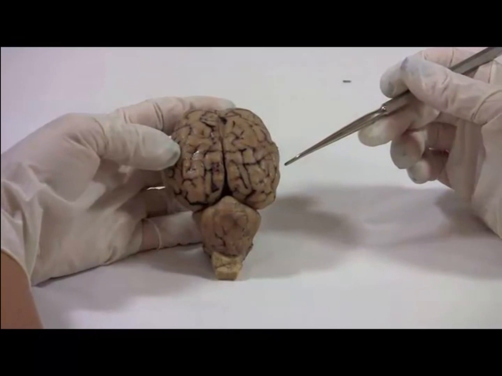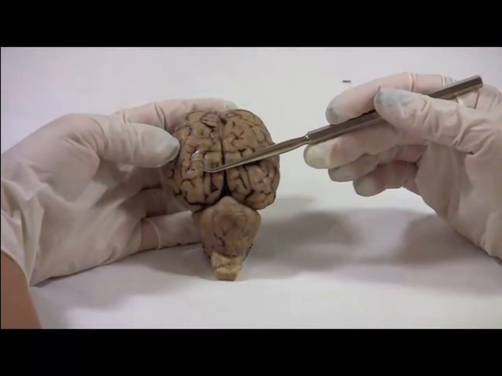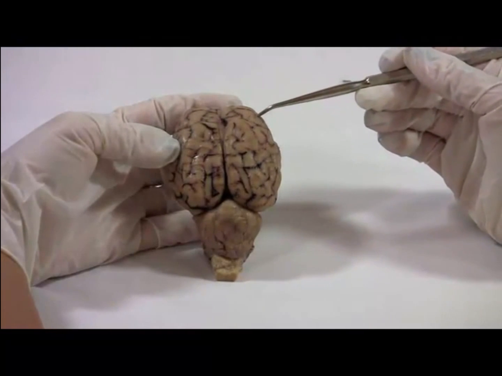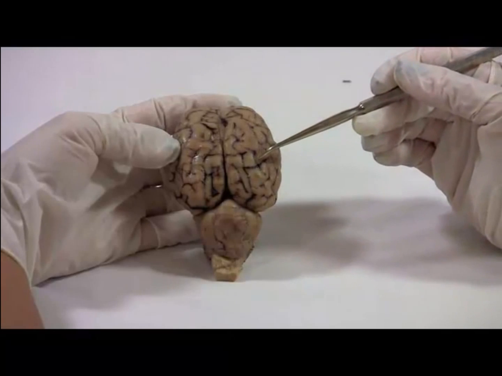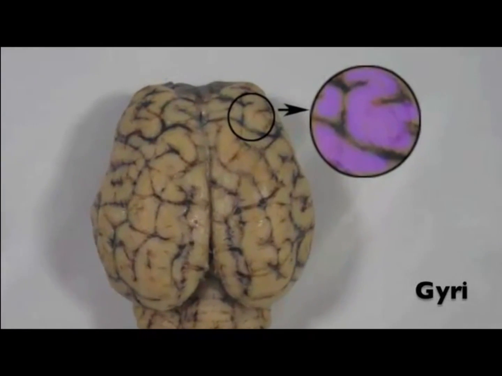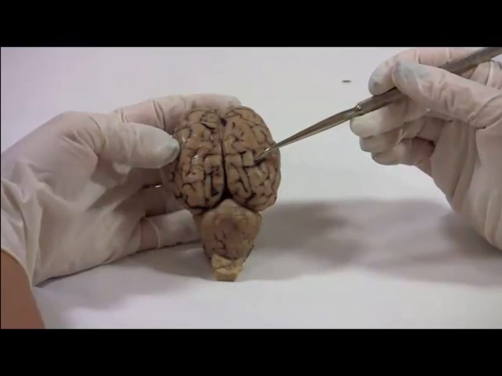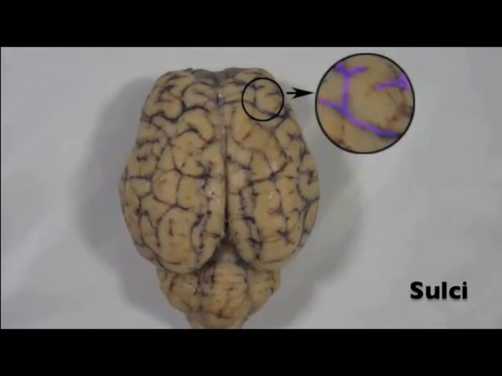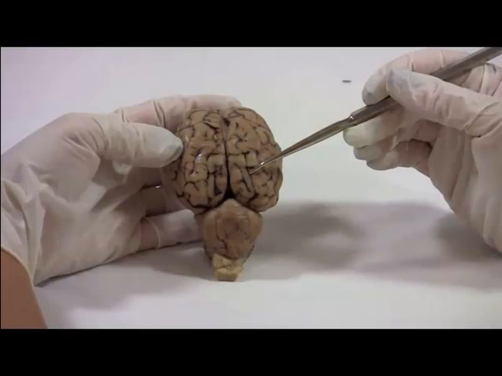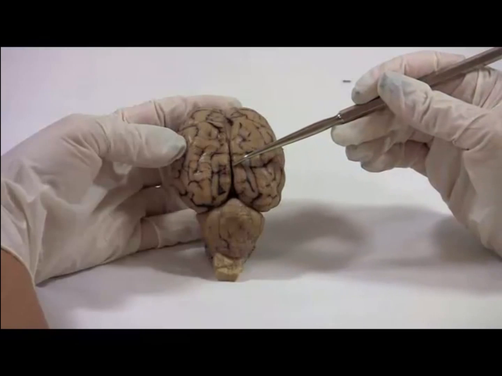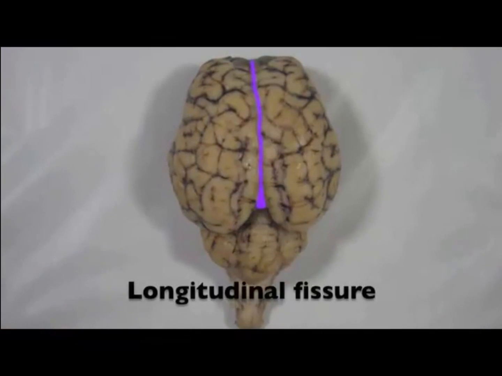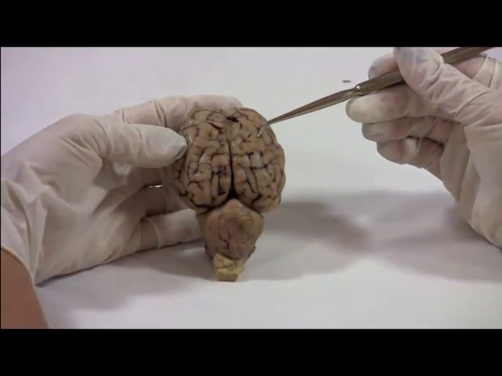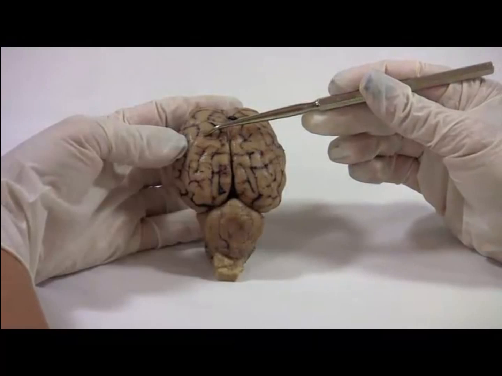Taking a look at the dorsal surface of the sheep brain, we can see the cerebrum. The cerebrum is covered with convolutions, elevations, called gyri, separated by shallow depressions called sulci. The cerebrum is divided in half by the longitudinal fissure into the right cerebral hemisphere and the left cerebral hemisphere.